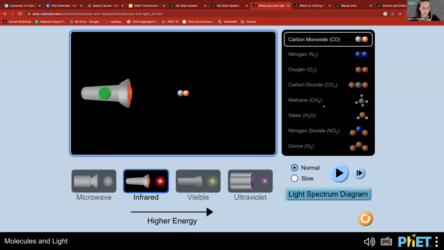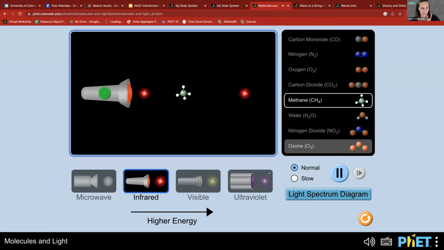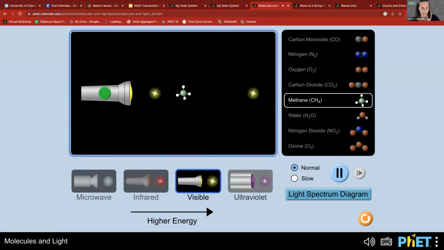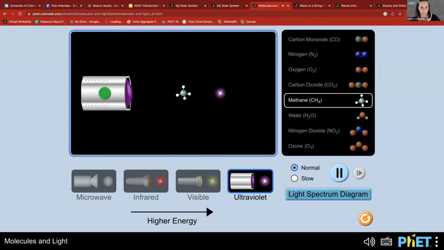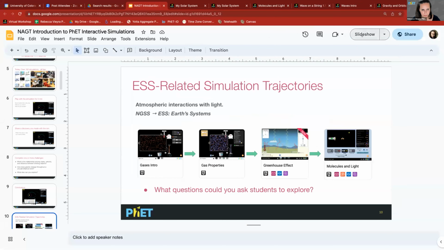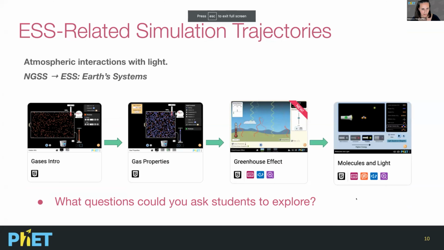And then here's one final one, which takes a look at various types of molecules, including, well, these are all atmospheric kinds of stuff. And we can take a look at how infrared light interacts with various types of molecules versus visible light and also ultraviolet light. This kind of stuff would have been super helpful to me when I was a student, and certainly would take me beyond what I'd call a simple model of climate change. So that's just one example of a trajectory.